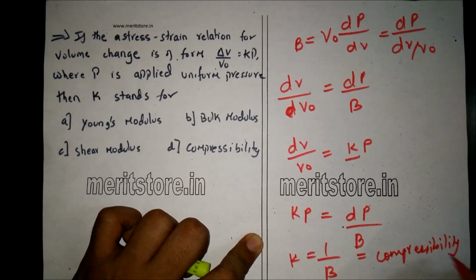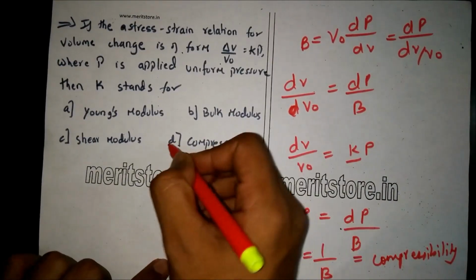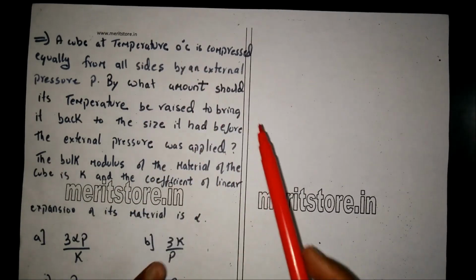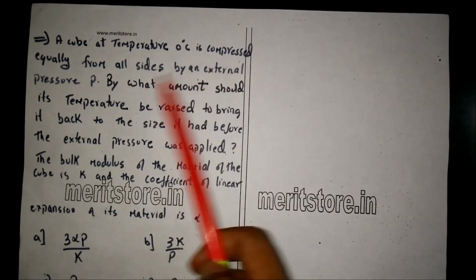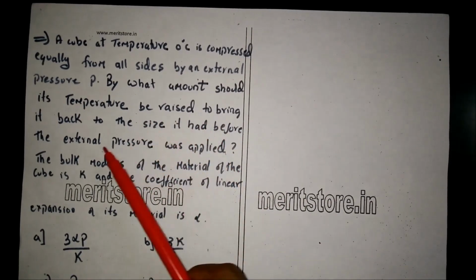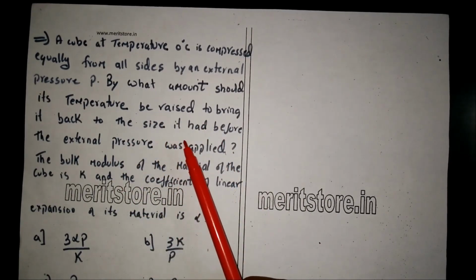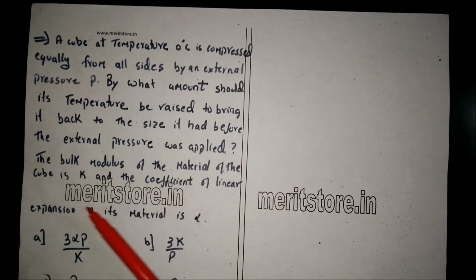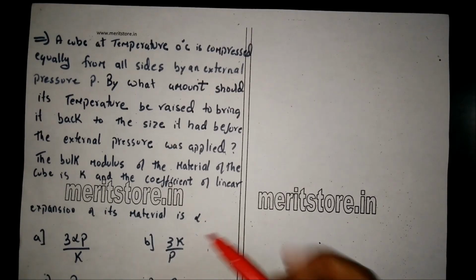Therefore, the correct answer here is option D. A cube at temperature 0 degrees is compressed equally from all sides by an external pressure P. By what amount should its temperature be raised to bring it back to the size it had before the external pressure was applied? The bulk modulus of the material of the cube is K and the coefficient of linear expansion of its material is alpha.